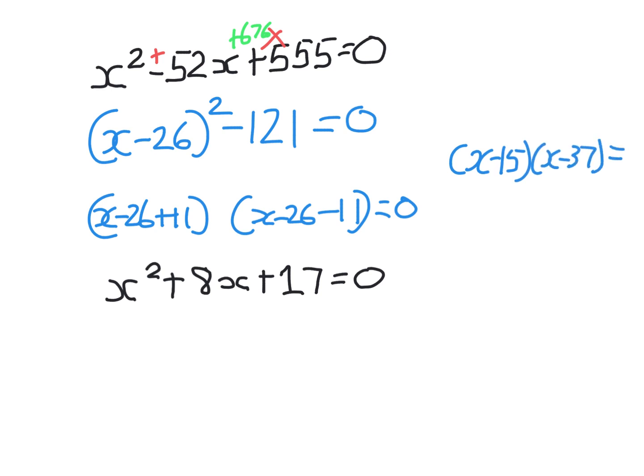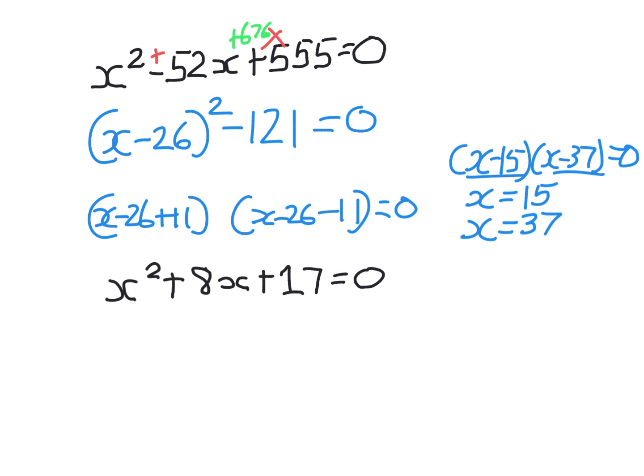Now we have something times something equals 0. Either the first bracket equals 0, which means x is 15, or the second bracket equals 0, meaning x is 37. It turns out 37 and 15 multiply to 555, but to come up with those factors would have been very challenging, so completing the square helped us.